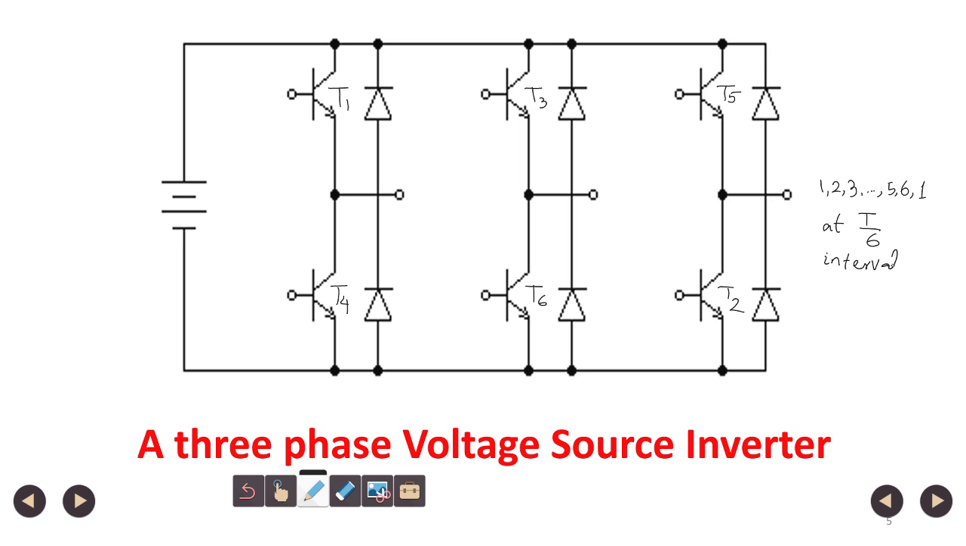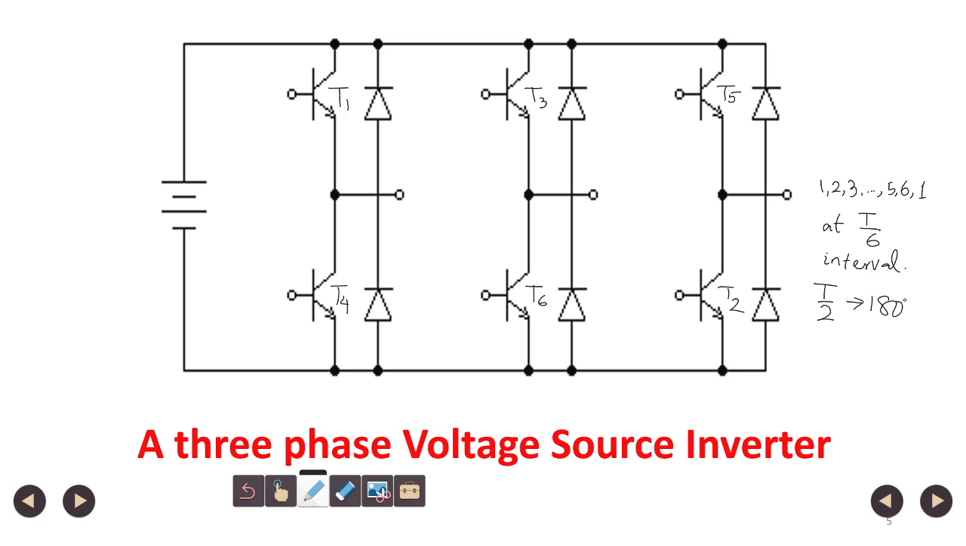If one cycle time period is T, then switches are switched on at interval of T by 6, so that after 360 degrees or after one T, the cycle repeats, and each switch conducts for a duration of T by 2. This is 180 degree mode. In 120 degree mode, each switch conducts for T by 3, but that we are not going to discuss. That has been a bit outdated.